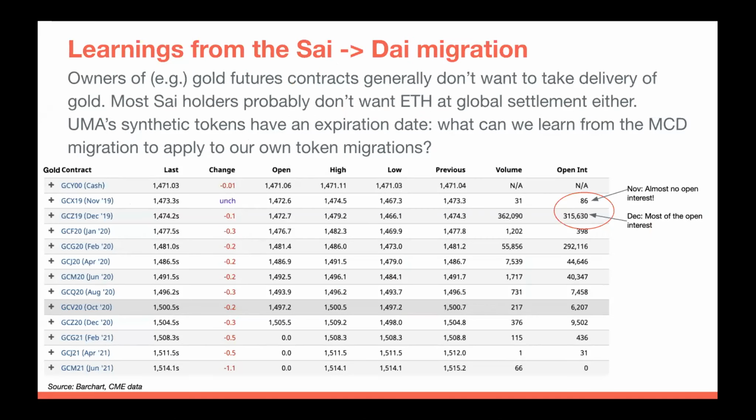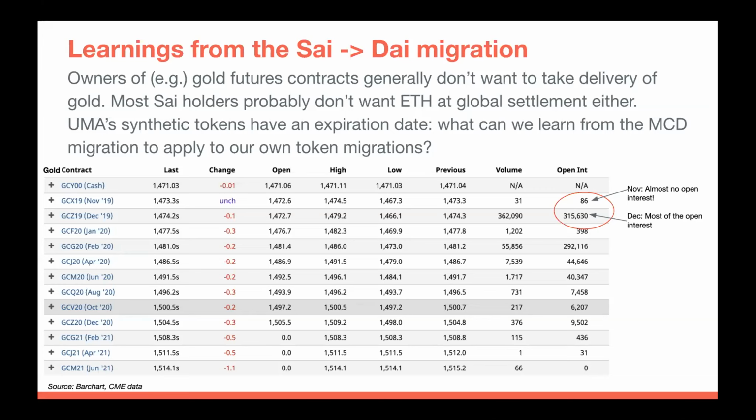The final thing that I'm going to point out is an analogy from the fiat world that I'm going to be paying really close attention to during the Psi to Dai migration. The migration itself from the Psi token to the Dai token loosely analogizes to a real world example of a futures calendar roll.